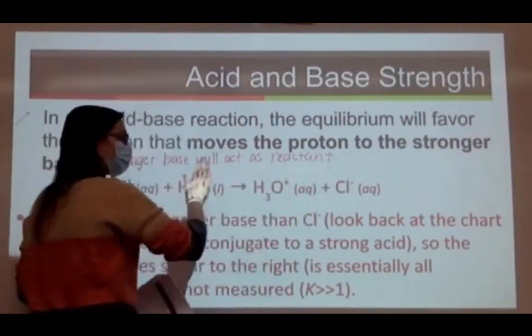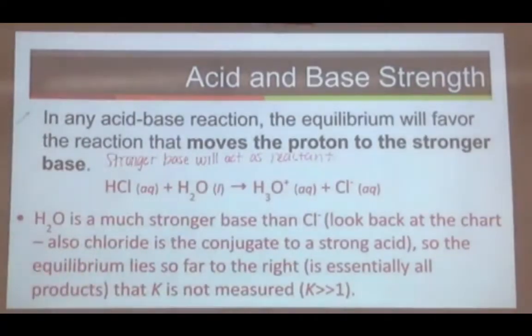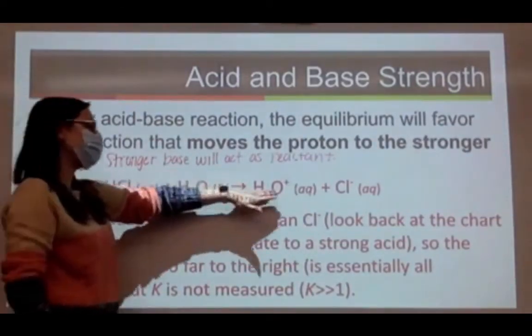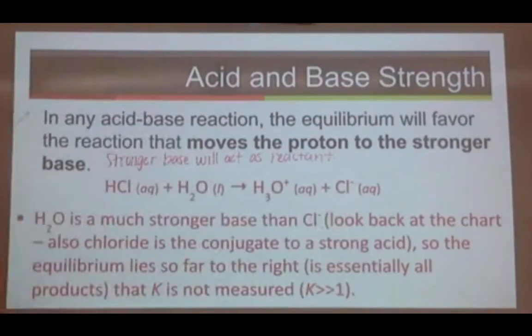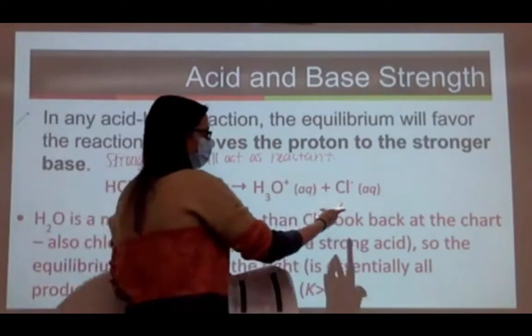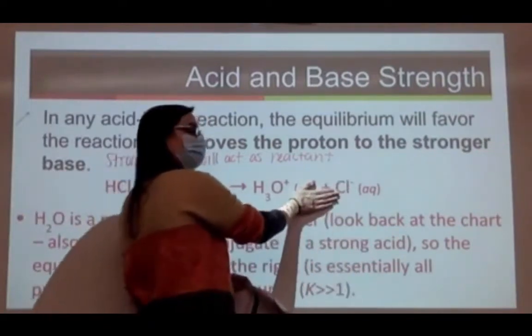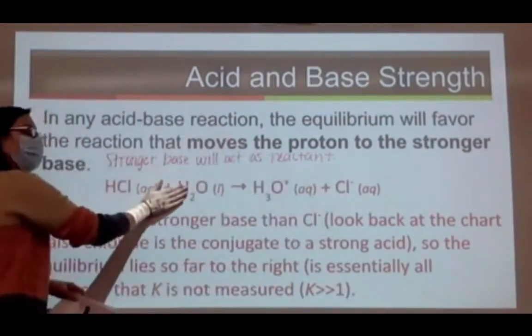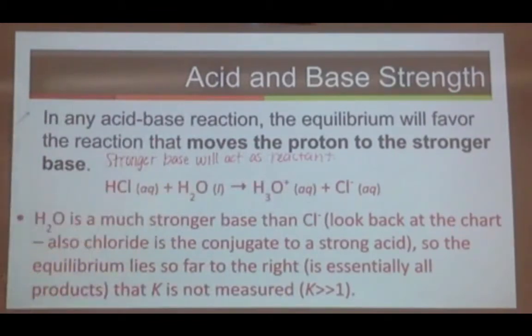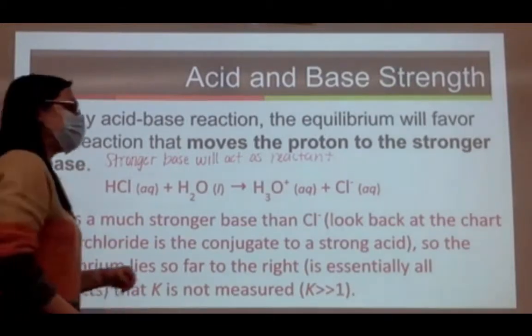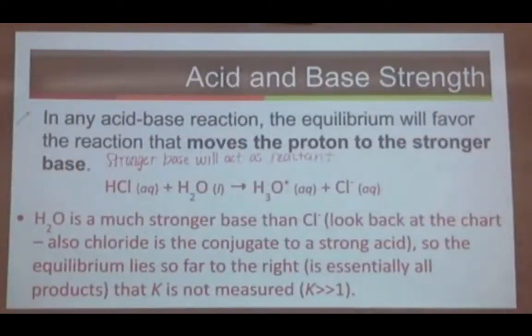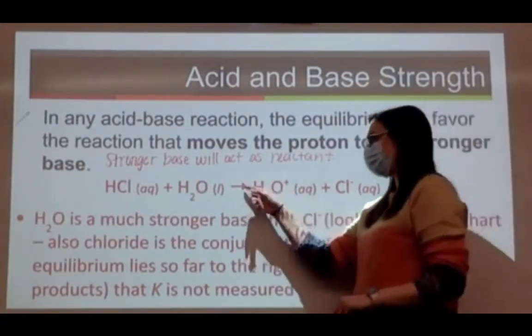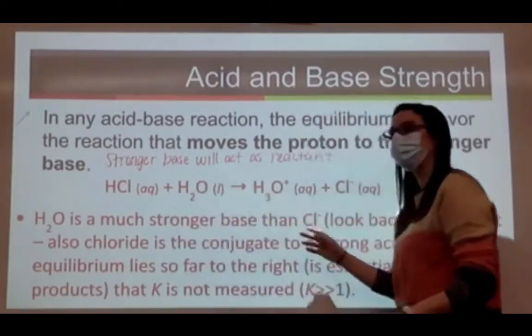So we would say equilibrium lies to the right. That means HCl and H2O are the reactants, H3O+ and Cl- are the products. If it were the other way, if Cl- were stronger, that means that H3O+ and Cl- will act as the reactants, and it would favor the left side. So the stronger base will always act as the reactant in an acid-base reaction, and they are always at equilibrium. So we should see a double arrow here. These exist at equilibrium.